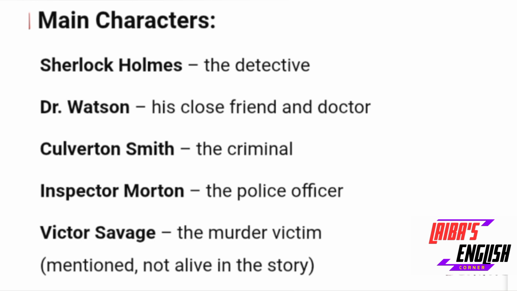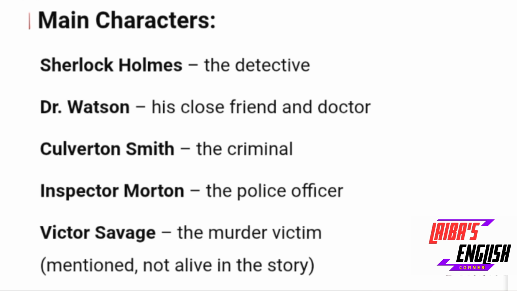Number 1, Sherlock Holmes, the main character of the story and the detective. Number 2, Dr. Watson, the close friend of Sherlock Holmes and a doctor as well. Number 3 is Culverton Smith, the criminal of the story. Number 4, Inspector Morton, the police officer. Next is Victor, the murder victim. He is not mentioned alive in the story, but the criminal is connected to him. And the last one is Miss Hudson, the landlady, because Sherlock Holmes was living in a rented house. So these are the few names of the characters which are mentioned in this fiction.